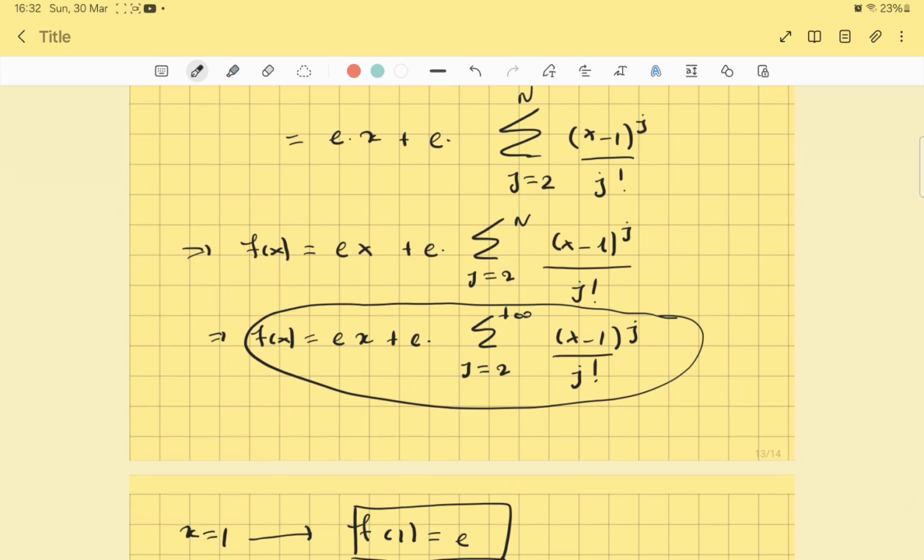And consequently, if you want to get from Taylor to Maclaurin, you just set the neighborhood point x naught equal to 0. X naught equals 0, you get from Taylor to Maclaurin.